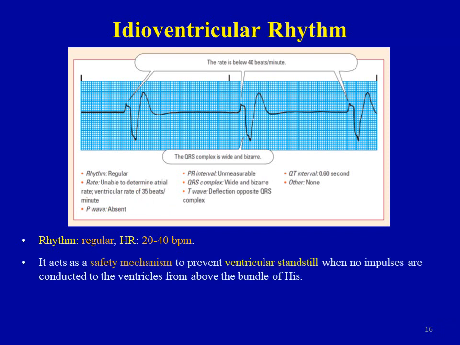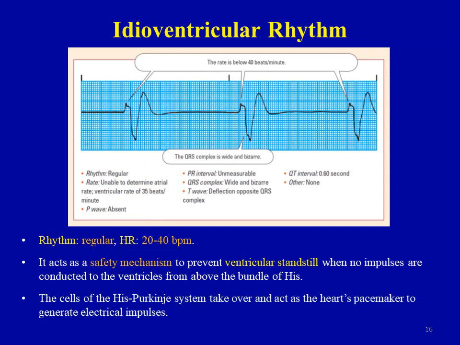This idioventricular rhythm acts as a safety mechanism to prevent ventricular standstill when no impulses are conducted to the ventricles from above the bundle of His. This happens when the SA node fails to be the pacemaker, and also the AV node fails to take over the function as a pacemaker. So now the ventricle will become the pacemaker, but the heart rate is very low.